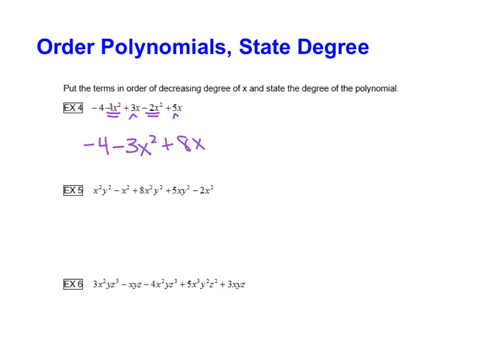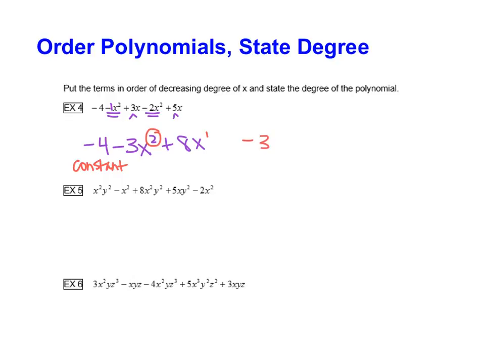Alright, so now we're going to put this in order based off of our variable of x, and you want the highest exponent of x to go first. So here's an x squared, here's an x to the first power, and then this number, that negative 4, it's called a constant term. Anytime you have a term without a variable, we call that a constant. So we want to find our highest exponent of x, which is that squared.